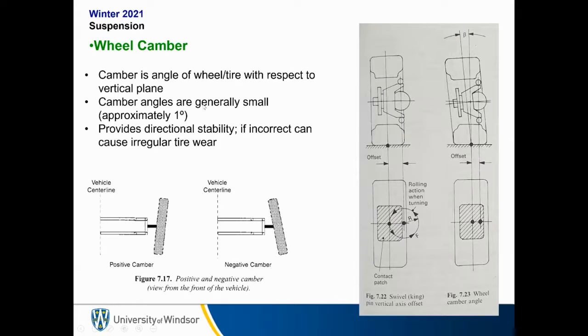So positive, negative camber. Generally, we only want a very small amount, just to provide some directional stability. Also, I should mention if you have a ton of negative camber, you're going to wear the inside of your tires extremely fast, and you're going to be running through tires much quicker than you should be.